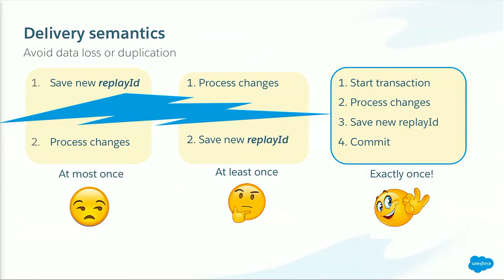If there's a failure, the entire thing gets rolled back, my changes are not there, and my replay ID is at the previous position. If the transaction is successfully committed, I'm guaranteed to restart from that point on, no matter what happens to my dyno, Heroku in general, or the network in between Heroku and Salesforce.